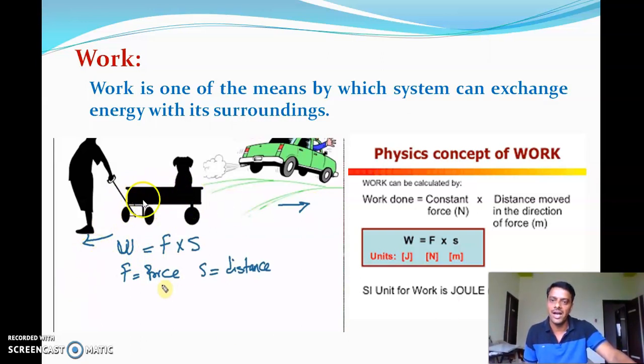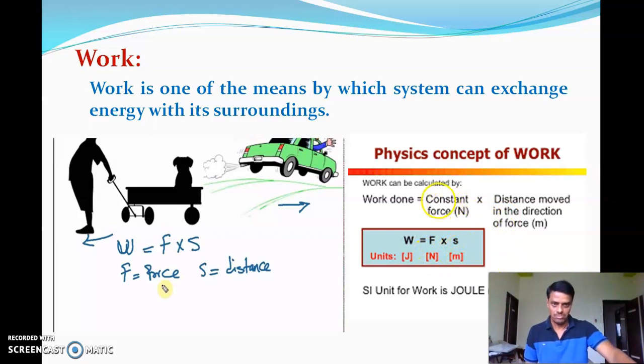He pulled that cart by a distance of, suppose, S, and to pull that cart to the distance of S, he or she has applied the force on the system, and that is taken as F. Force is applied on the object to make the cart travel up to the distance of S. Then we may say that some work is done, and that is mathematically given as W is equal to F into S, where F is the force applied on the object to travel the distance S.